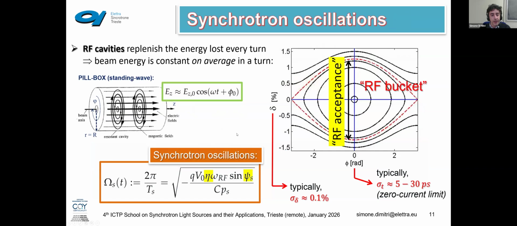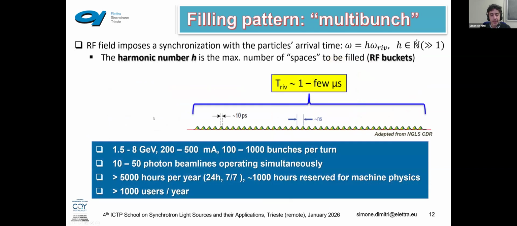Now, the fact that the electric field is oscillating in the cavity at a frequency which is typically much higher than the revolution frequency of the electrons in a synchrotron implies that you can collect a relatively large number of electron bunches in a synchrotron, and the number is just the ratio of the RF frequency, omega, and the revolution frequency. This number is h, nothing to do with the Planck constant that I mentioned before. It's a large integer, and it tells you how many bunches you can store in the synchrotron. They are typically of the order of several hundreds.